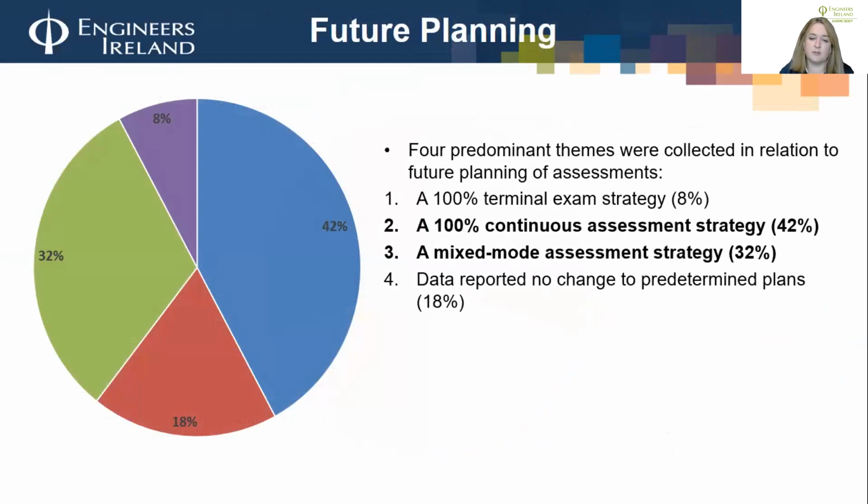Looking forward to the future, in terms of what people were forecasting as they responded, we had 36 respondents on this particular slide, and 4 predominant themes were collected, and they really were themes. I broke them down into how people were going to assess as opposed to themes within the assessments. And we could see there the highest percentage is a 100% continuous assessment strategy. So that's a significant change in forecast from how people would have done mixed mode.